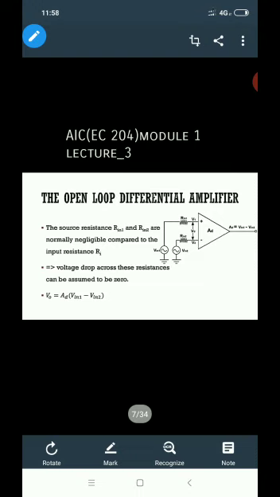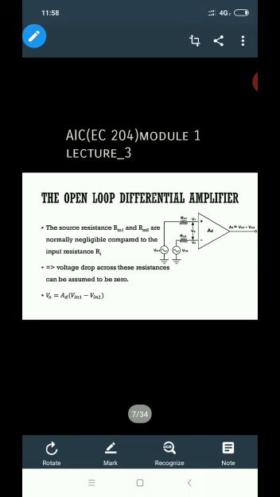Now the open loop differential amplifier. The source resistances Rin1 and Rin2 are normally negligible compared to the input resistance Ri of the practical op-amp. Here we have two input voltages applied, Vin1 and Vin2. The output voltage is equal to AD times (Vin1 minus Vin2).